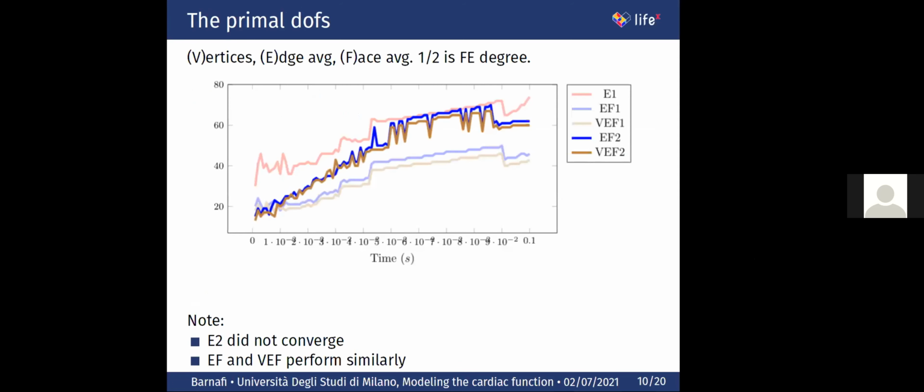So having done this, for instance, we can see what's happening if we change our degrees of freedom. If we use only the edges, second order doesn't converge. The best alternative we're seeing is using edges and faces. And we see that if we add the vertices, the change isn't substantial. So in practice, keeping edges and faces is the best option.